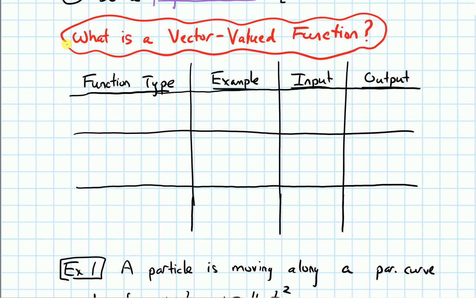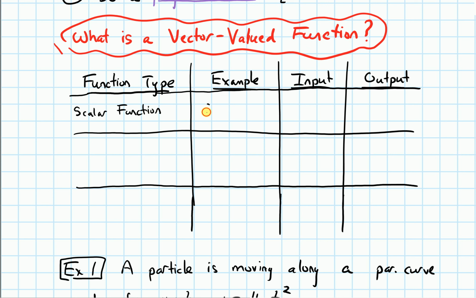In this video, we will talk about what a vector-valued function is. So I want to begin by making a table where we organize the lists of different types of functions that we have so far. The most common type of function that we would have seen is what's called a scalar function. And those are just regular functions that we're used to.